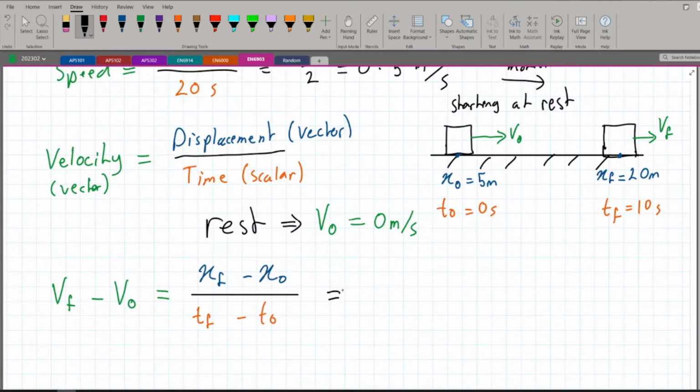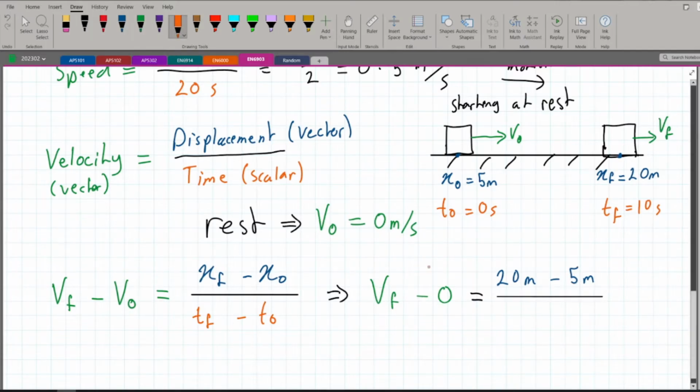We can say that the velocity final minus 0, because we already know that this is starting at rest, is equal to the displacement xf, the final displacement, which is 20 meters, minus the initial displacement, which was 5 meters, all right? Over the final time, which was 10 seconds, minus the initial time. We said it starts at time 0. So it started moving at time equal to 0.